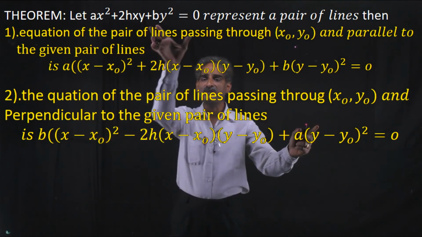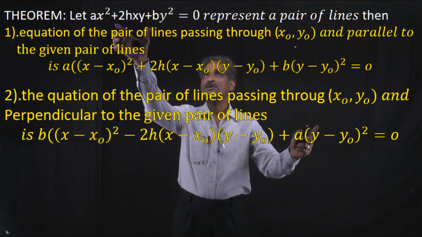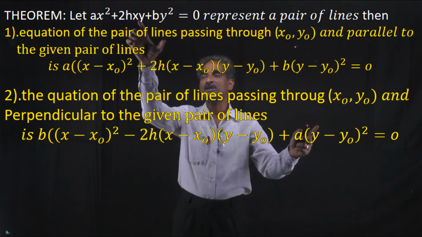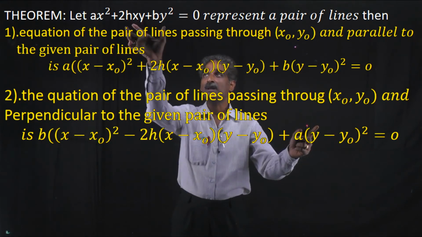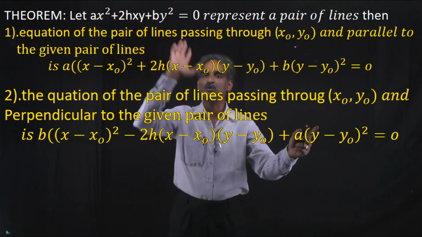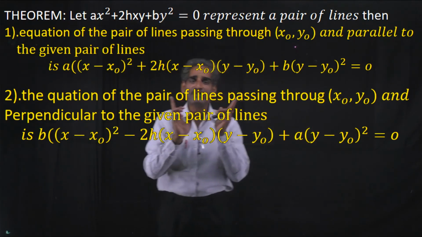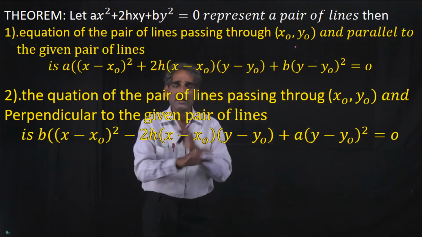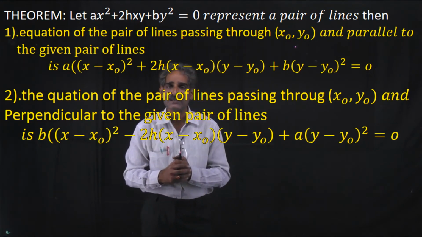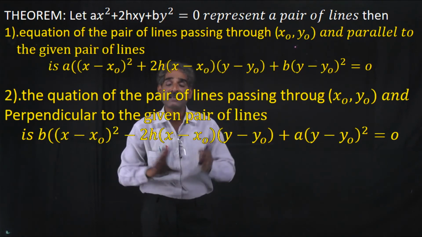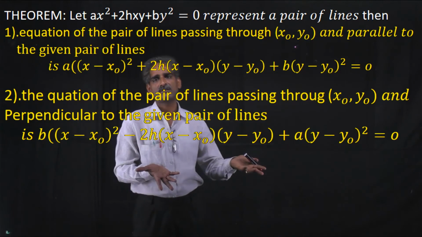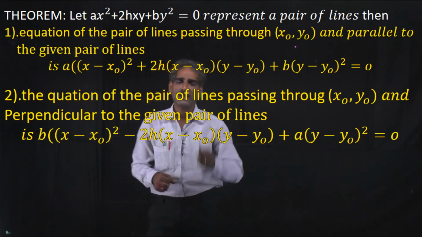What about the given equation? Here the x² coefficient is a, the y² coefficient is b. The coefficient of 2xy is plus h. So for perpendicular, this is nothing but bx² + ay² - 2hxy. Just interchange the coefficients of x² and y² and give the opposite sign to the coefficient of 2hxy. Understand? Then we will get the perpendicular. And at the same time, replace x by x - x0 and y by y - y0. That's it.